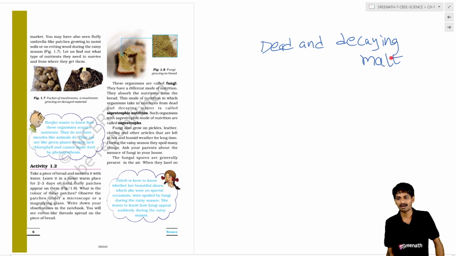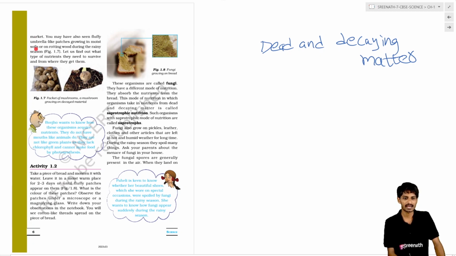Basically, after rains, you will observe mushrooms. We call them mushrooms, a packet of mushrooms. After the rainy season, after a rain, what happens? We will see some mushrooms are born and they grow. They are called mushrooms. Basically, they don't have any green color, so they don't prepare food on their own. Then what will they do? They will absorb the nutrients from the decaying matter.